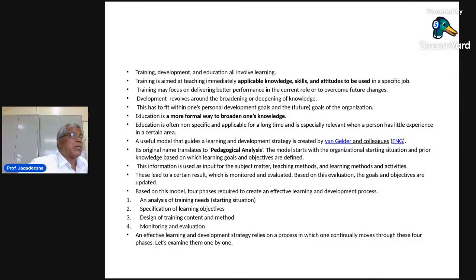And after the training is over, proper monitoring and evaluation should be done. Once the training is over, for about 2 months, 3 months, proper monitoring should be conducted, and the evaluation of such employees, whether after the training they are able to perform better the work assigned by the organization. And their behavior, everything should be properly evaluated, is another important point to be remembered, right?